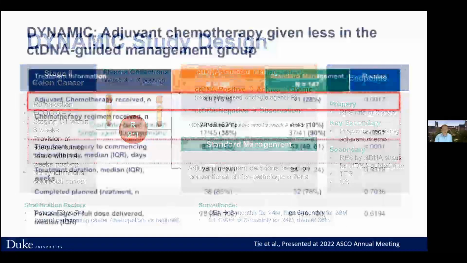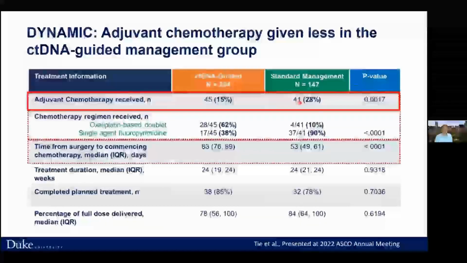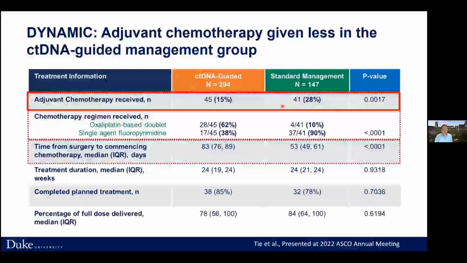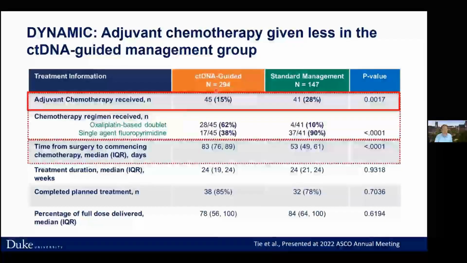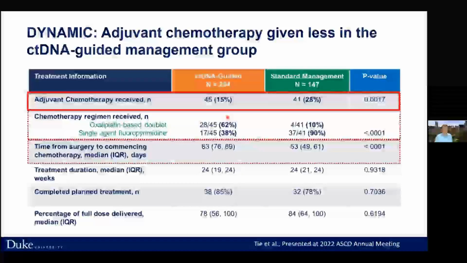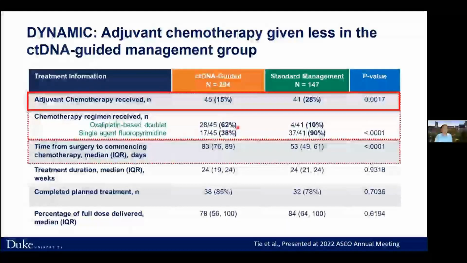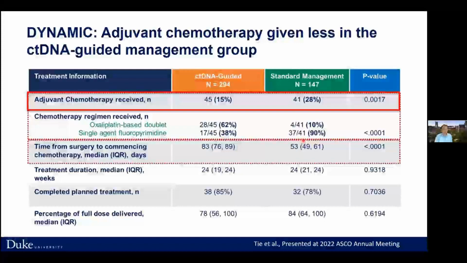And we can see here, very interesting. Patients were half as likely to get chemotherapy if they were randomized to ctDNA guided management, so much lower use of adjuvant chemotherapy. But for those patients who did get chemo, it tended to be more aggressive. 62% got an oxaliplatin-based doublet compared to 10% with standard management. So it was more aggressive chemo, but given less frequently.